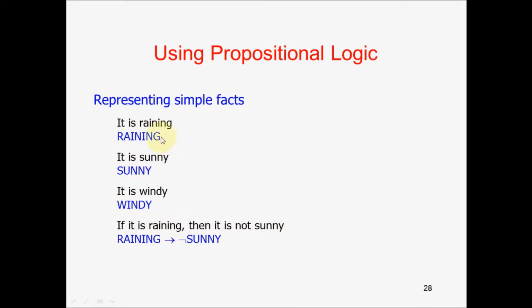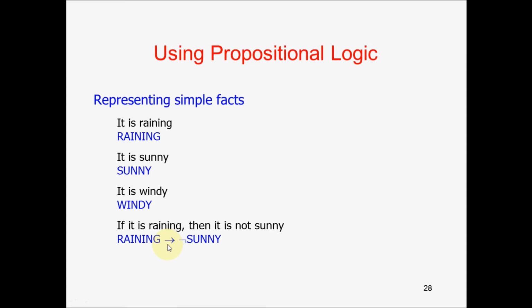Okay, in fact only two, raining and sunny. Windy is not used. So if it is raining, then it is not sunny. That means raining implies not sunny, right? Sunny is a variable that represents it is sunny. So when you apply the not sign before the sunny variable, it means it is not sunny. Okay, so this is how propositions can be represented.